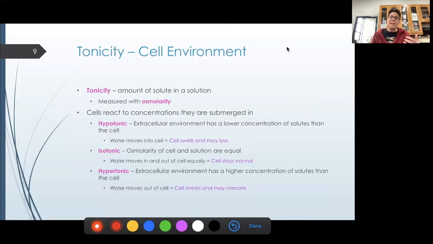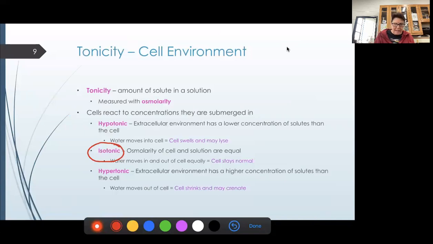And so that's where we get these words from. Iso, like isometric exercises, or isosceles triangle, means the same. That means you put the cell in a solution that has the same osmolarity, the same salt or same solute, whatever's dissolved in the water has the same concentration.